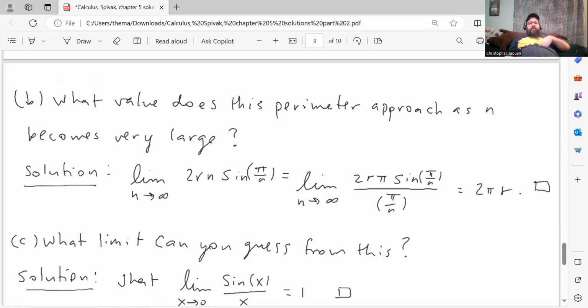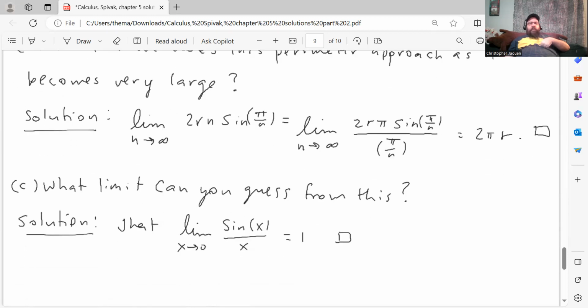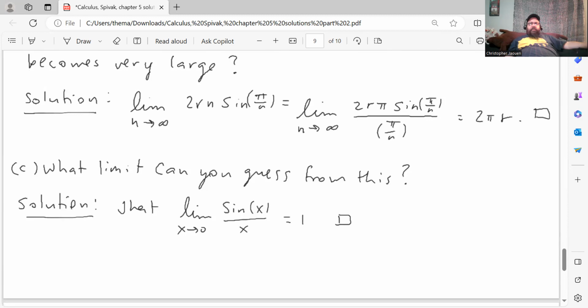So here, if you take the limit as n goes to infinity of 2rn sine pi over n, that's equal to the limit as n goes to infinity of 2r pi sine pi over n over pi over n, just using some algebra. And finally, in part C, he says, what limit can you guess from this? The limit we can guess is that sine of x over x as x goes to 0 is equal to 1. Something that we already know, but I guess you could use this to guess that.